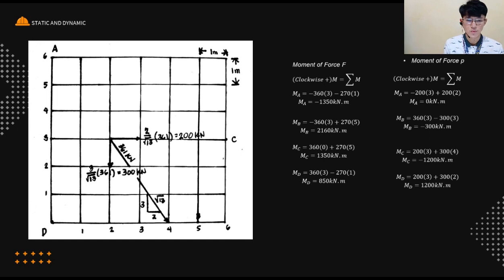Next naman is sa moment C ng ating force P. So, moment C equals 200 times 3 plus 300 times 4. So, dito, makukuha natin yung moment sa C equals negative 1,300 kN meter. Next naman is ganun ulit ang ating process. So, kailangan natin ma-master to kaya natin pinauulit-ulit. So, moment D equals 200 times 3 plus 300 times 2, yung moment din natin is 1,200 kN meter. So, yun po, ganun lang po kasimple.